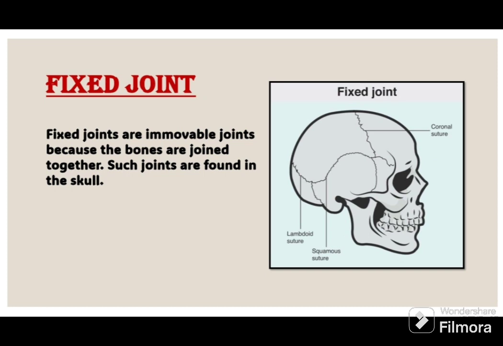So the last type of joint is fixed joint. Fixed joint is a type of immovable joint. In this type of joint, bones are joined together and they are not moving. We can see this type of joint in our skull. You can also find this kind of joint in our backbone.